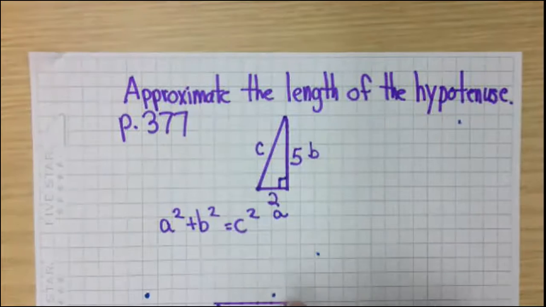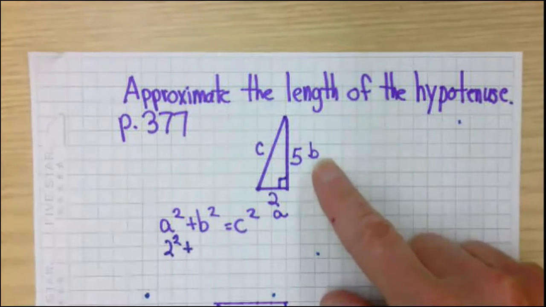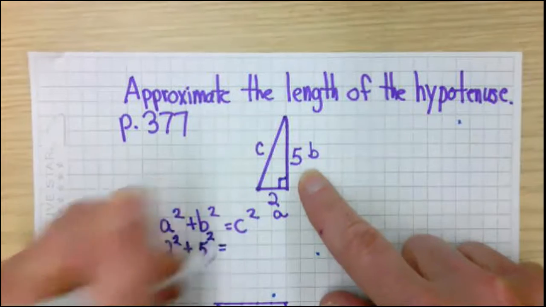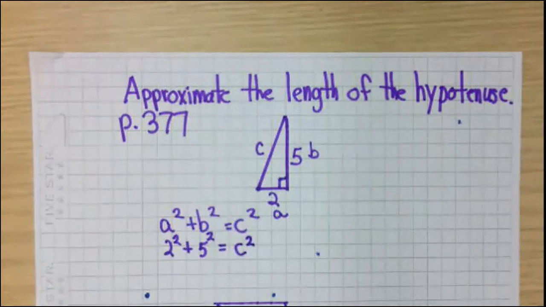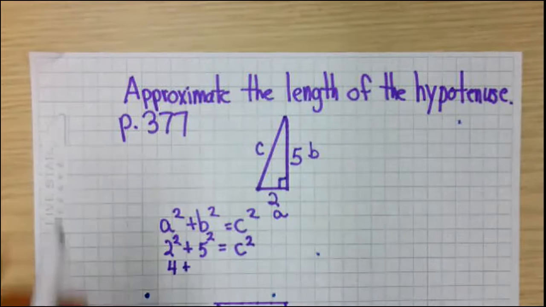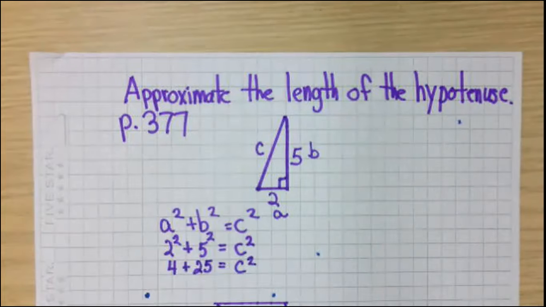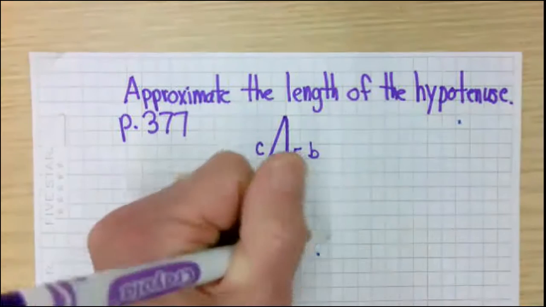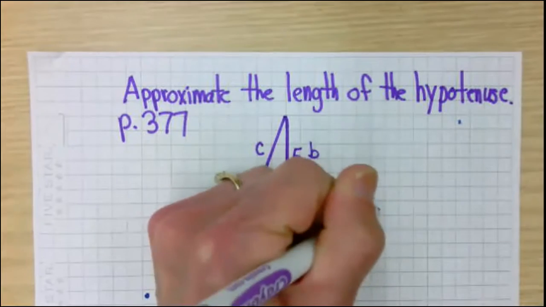So now we just plug in the numbers. So we have our a is 2, so 2 squared, plus our b is 5, 5 squared is equal to our c squared, which is what we're trying to find out. So 2 squared is 2 times 2, that's 4, plus 5 times 5, that's 25, and that's equal to c squared. Now I add 25 plus 4, so that's 29. I'm going to actually come up here now. That's 29 equals c squared.